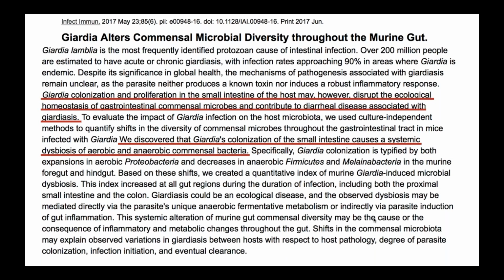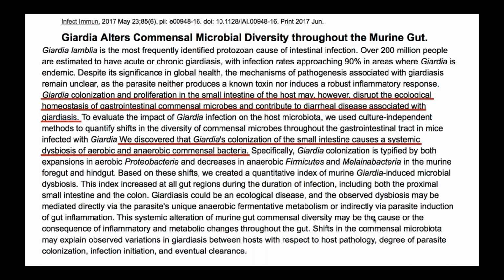Okay, so the next article that I want to focus on is titled Giardia Alters Commensal Microbial Diversity Throughout the Murine Gut, which basically means mouse gut. This is a recent article that came out a couple of years ago. In the summary, they say Giardia colonization and proliferation in the small intestine of the host may, however, disrupt the ecological homeostasis of gastrointestinal commensal microbes and contribute to diarrheal disease associated with giardiasis.